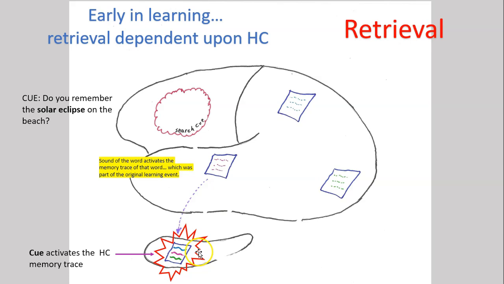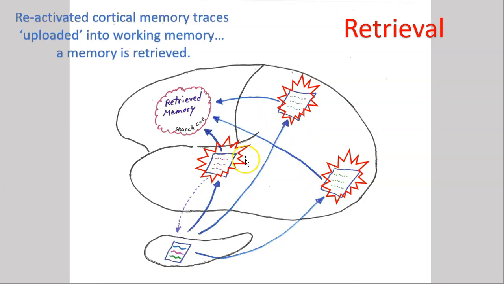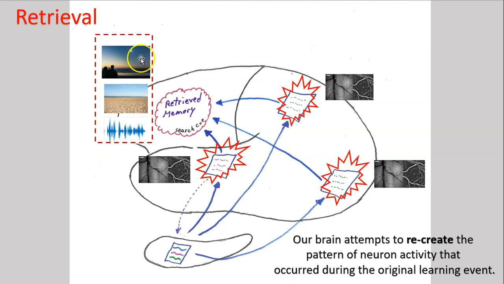So now the cue, the person asking us to remember something, is going to activate that strong hippocampal memory trace there. And now, because the hippocampus and cortex have two-way communication, the hippocampal memory trace can reactivate the appropriate cortical memory traces. And then once the cortical areas are activated, they will share their information processing with the working memory system, and we will enjoy a retrieved memory. We'll be conscious of the event, what it looked like, what it felt like, what it sounded like. Now, it might not be as vivid as seeing it right in front of our eyes, but we will have the experience of a relived moment in time.